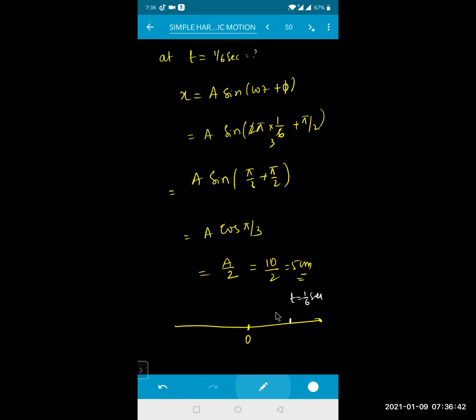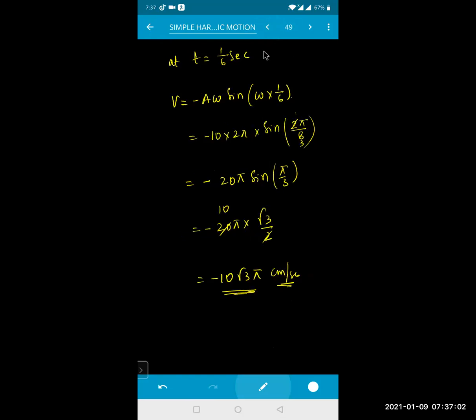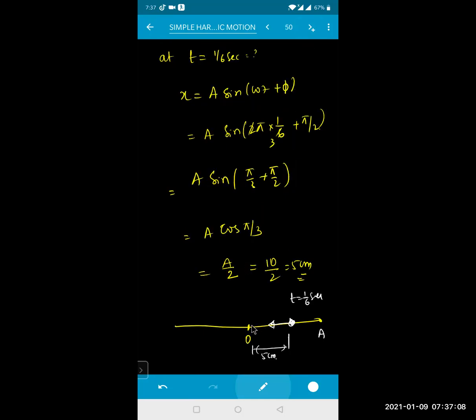Where is the particle? Somewhere here, which means 5 centimeters, at t equals 1 by 6 seconds, and the particle started at the origin, and this is the maximum amplitude. The velocity of the particle is directed towards the mean position because we are getting the velocity in terms of negative. How much is it? 10 root 3 pi, centimeter per second. Is it clear? That was an important question.